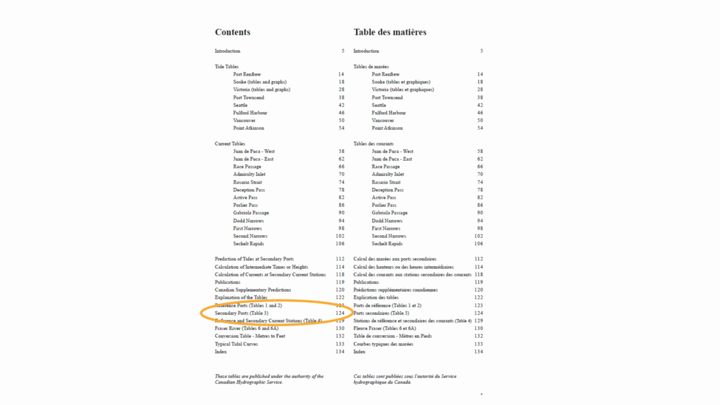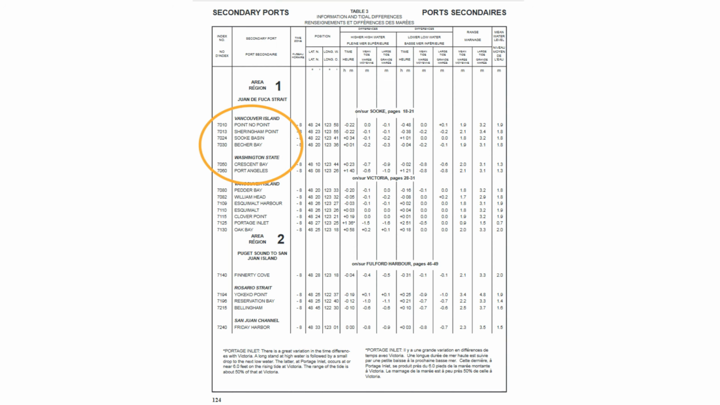Table 3 on page 124 in volume 5 lists time and height corrections. You look up the tide times and heights in the detailed tables for a primary station, then apply the time and height corrections you find in Table 3 for a secondary station. For example, in Table 3, these are the secondary stations to the primary station of Souk. First, there are time corrections to apply. These are the time corrections for high tides, and these are the time corrections for low tides.